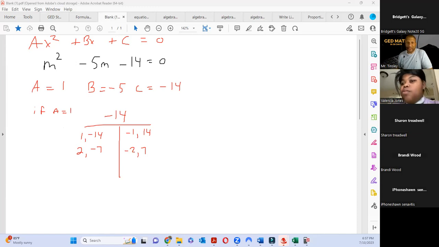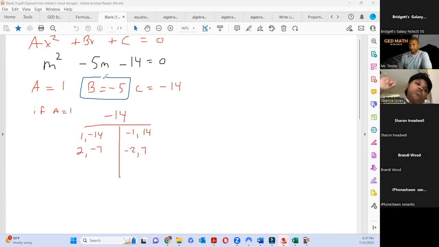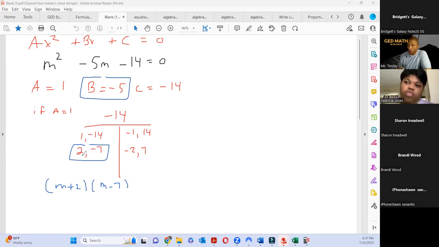The next step is to find what pair is going to give me b. So what pair, if I combine together, will give me -5? 2 and -7. You're going to use that 2 and -7. Watch this. So that 2 is a +2. So m plus 2, m minus 7. All I did was take this 2 here, this 7 here. Does everybody understand that? This is factoring. So if they ask you to factor a quadratic equation, that's what we just did: m plus 2 times m minus 7.